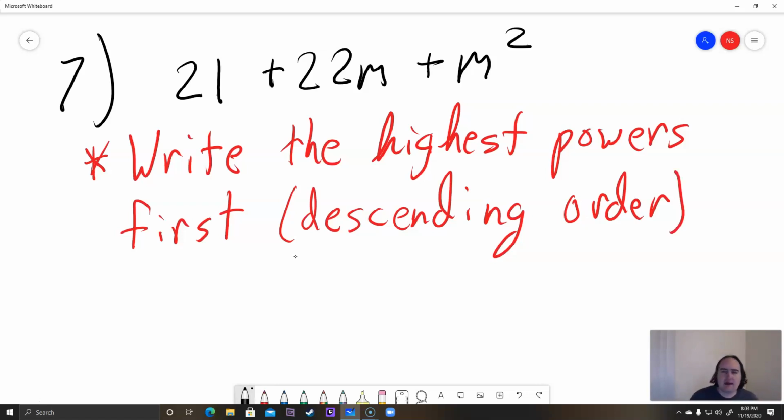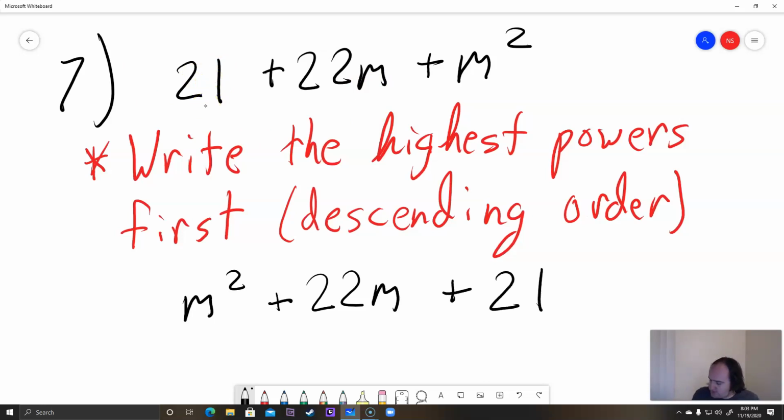Okay, so here, the highest power is going to be m squared. So we need to write that first. And then the next highest power is going to be 22m. So we write that second. And then the last term is 21. Well, that isn't even a power, it's just a number. It's a constant. So 21 goes last. Once you write the highest powers first, that's the only trick you have to do here. And then the rest of it's just like the other problems we were dealing with.